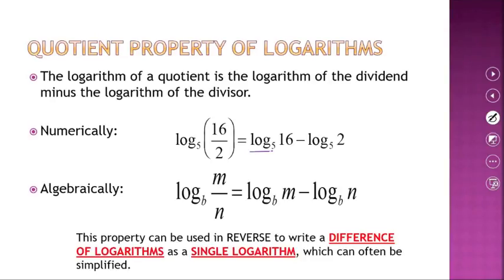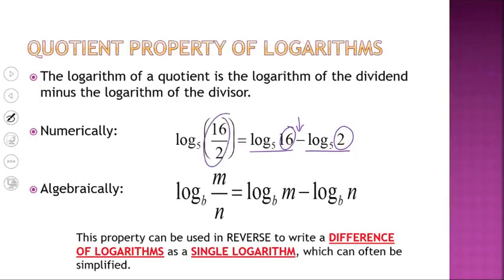So you can see log base 5 of 16 minus log base 5 of 2. Yes, it says subtracting, but you're not going to subtract these values. You're going to divide them. And the first one will always be divided by the second. So this would be 16 divided by 2, which would equal log base 5 of 8.